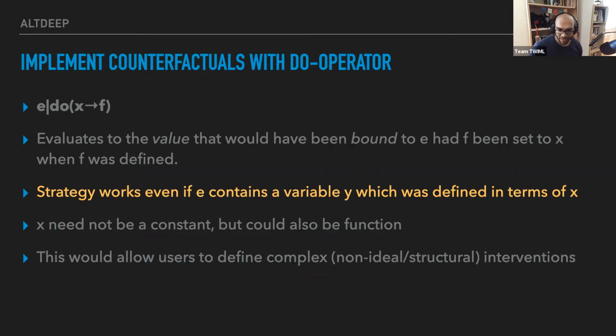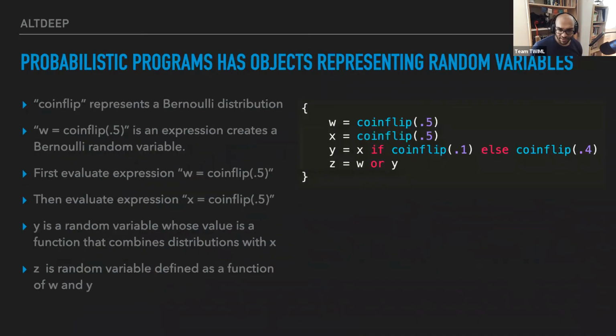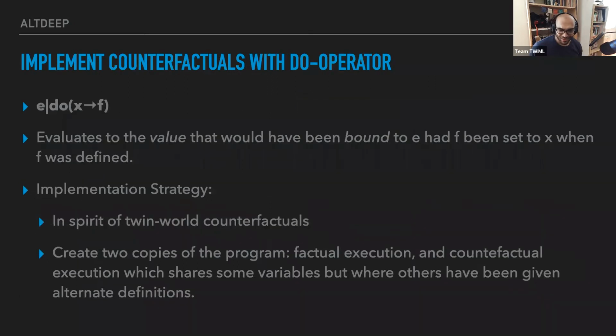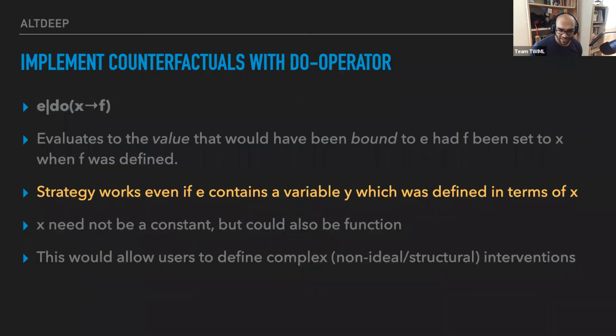So I guess that could mean, going up to this example here, like maybe you might say that Z contains W or Y. So this strategy works even if E contains a variable Y, which is defined in terms of X. So is that basically a parental relationship then? Is that what you mean, that E is the parent? E is not a set? I don't think it's a set.